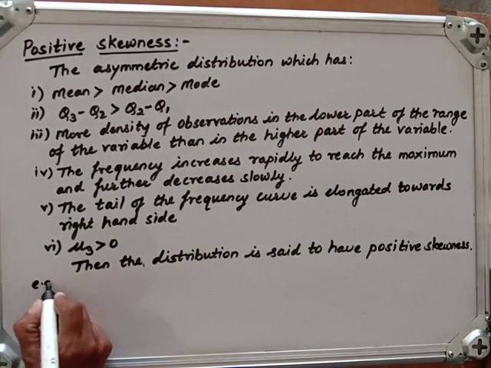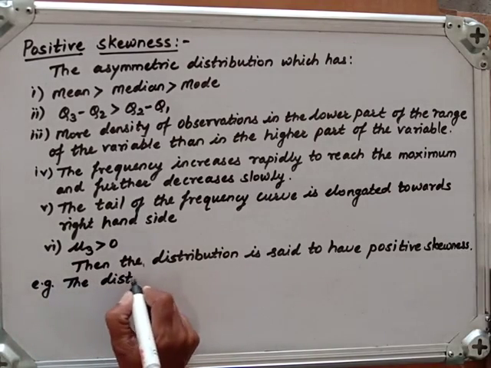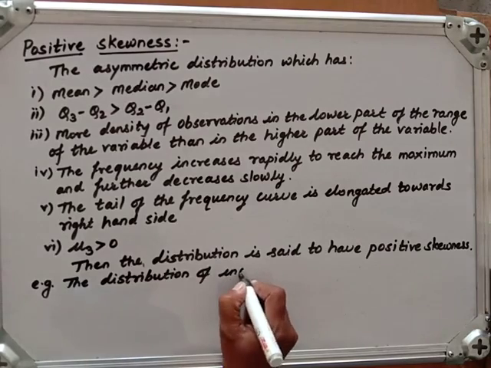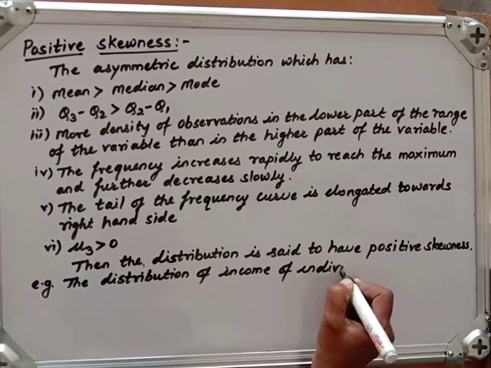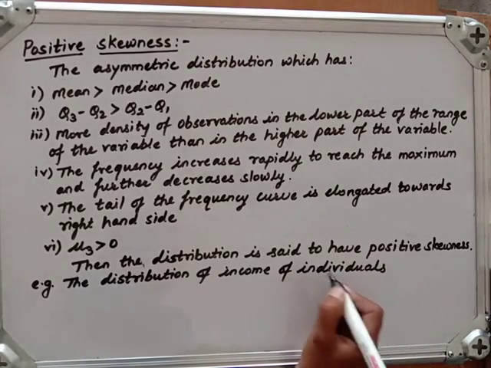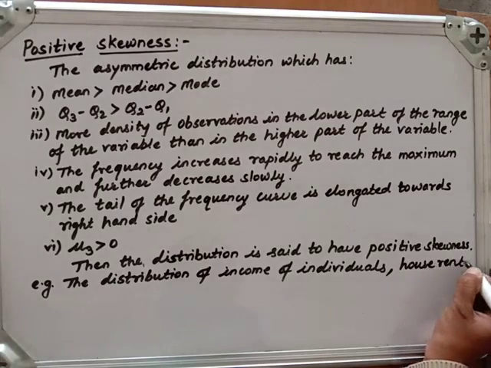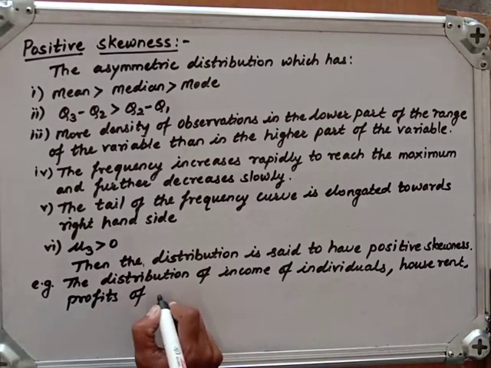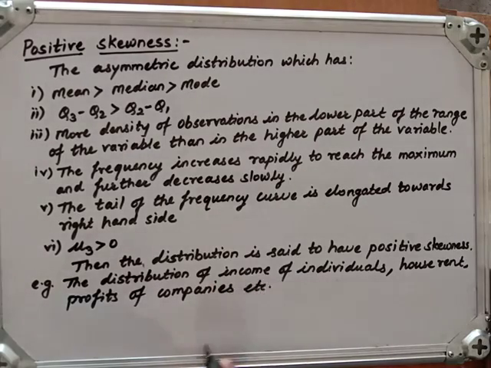Now the examples of this one are the distribution of income of individuals, house rent, then profits of companies, etc. These are the basic or well-known examples of this one.